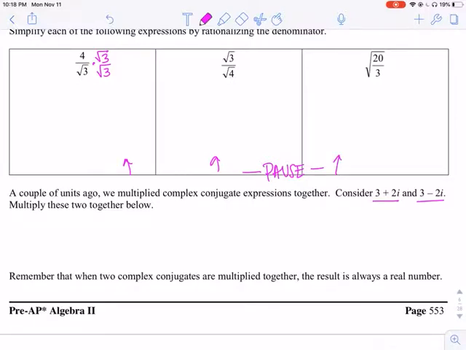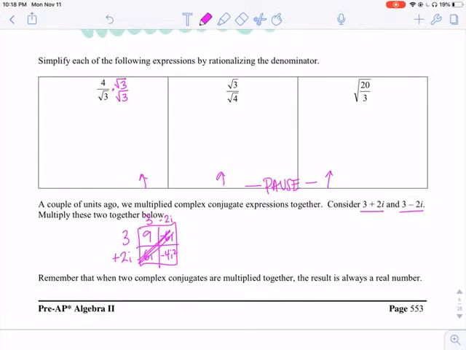Okay, assuming you're back, we're going to multiply these 2 units together. So 3 plus 2i times 3 minus 2i. You get 9, negative 6i, positive 6i, negative 4i squared. Remember, the good part about that was that the i's canceled, and you had 9 minus 4i squared. i squared turns into negative 1 times negative 4, which would give you positive 4, and 9 will give you 13. So we can get rid of all the i's there. So remember that when 2 complex conjugates are multiplied, the result is always a real number.